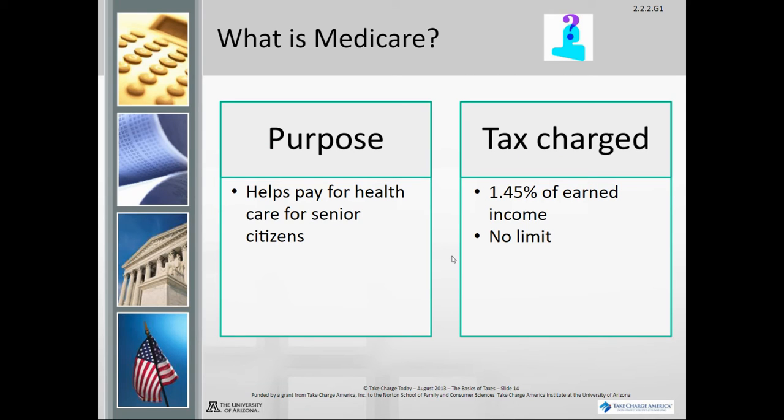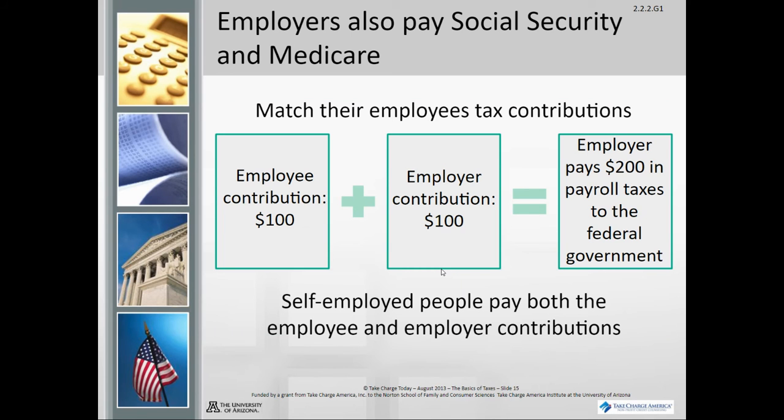Medicare, on the other hand, is just a health care program for senior citizens. You qualify for that whenever you turn age 65. Now, if you are working for an employer and you're not self-employed, then you are contributing half of your FICA tax, and your employer is contributing the other half. So together, you're contributing the full amount that goes to pay for Social Security and Medicare.